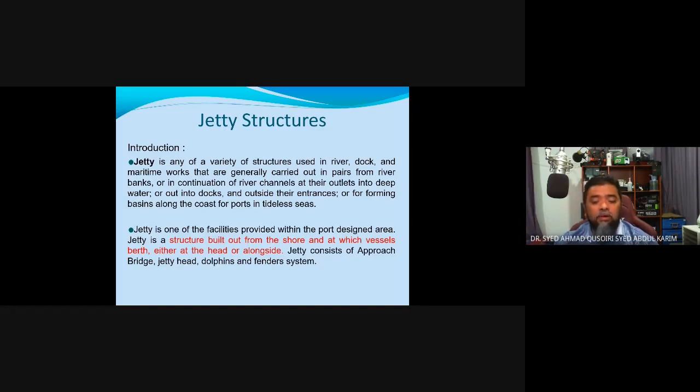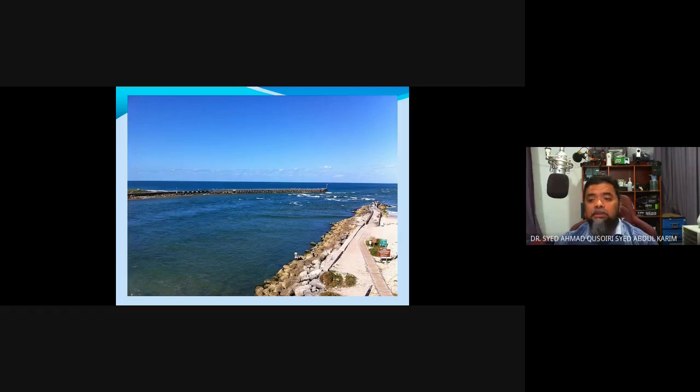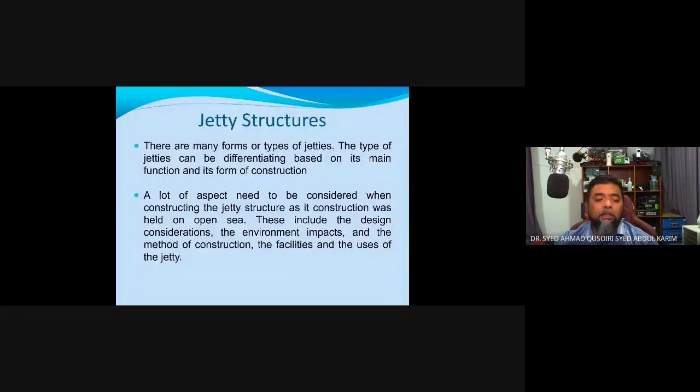So jetty consists of approach bridge, the jetty head, dolphins, and fender system. So this is an example of a jetty. So there are many forms of jetties. The types of jetties can be differentiated based on their main function and form of construction. So what kind of jetty you will be building depends on its purpose.